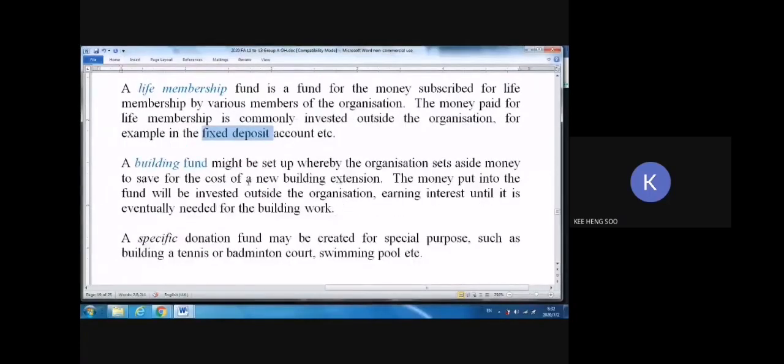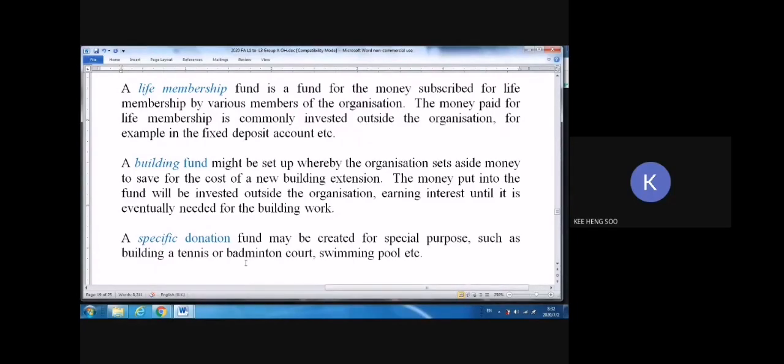Building fund, there are people who donate the money, or you set aside a certain amount of money for the building extension, or for a specific donation. So if somebody donates money for the building of the tennis court, that's called a specific donation fund.